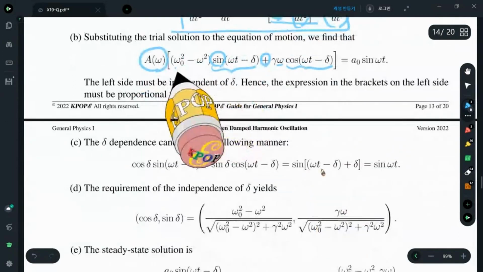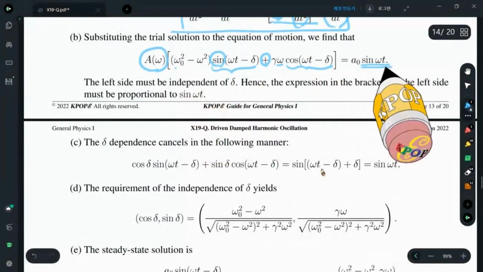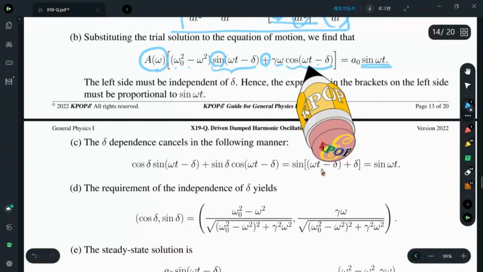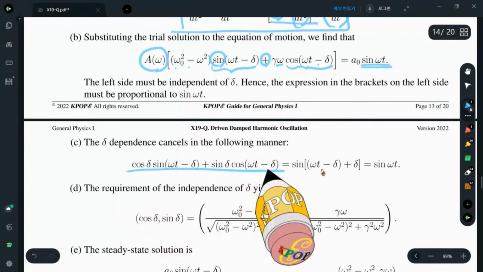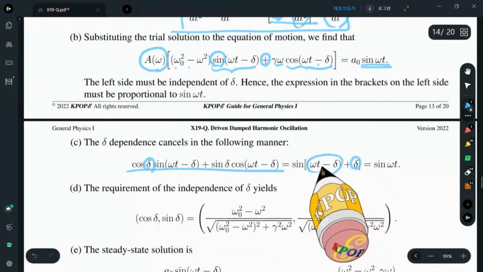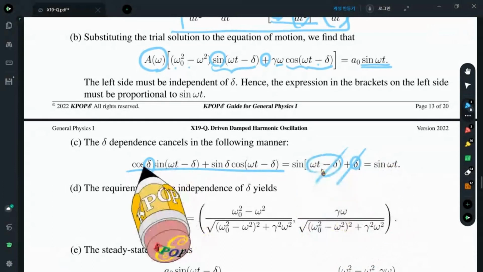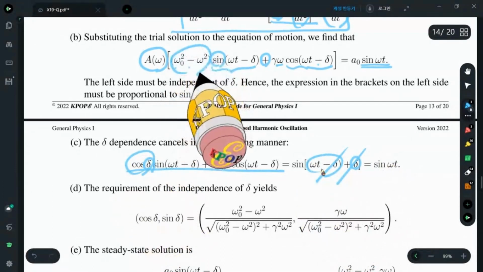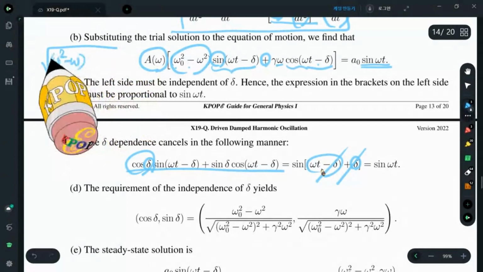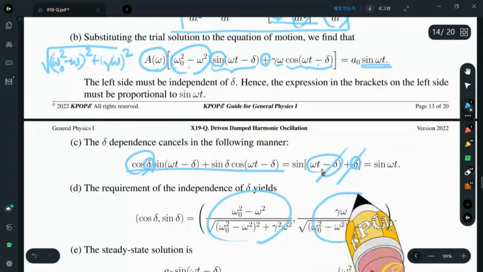Now we want to find a solution for delta that satisfies the sinusoidal function to be the same as sine omega t. So the sum of this, delta must cancel. This constraint will give that this one is a cosine. What is this? This one divided by the square root of omega zero squared minus omega squared plus gamma omega squared. Okay, so this one is cosine, this one is a sine.